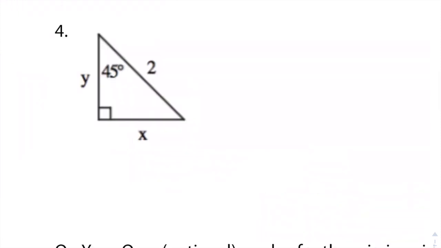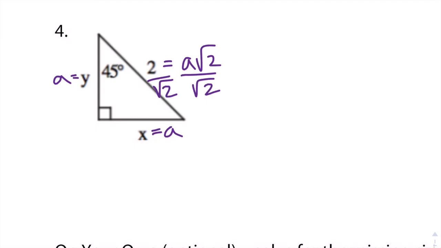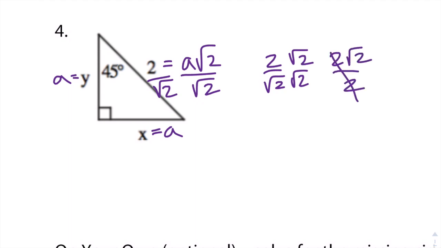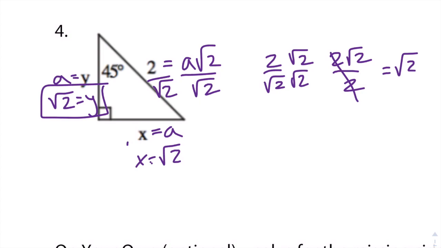One more example. We've got our short sides as A, and then A radical 2. I'm going to, again, divide by radical 2 so I can solve for A. Now this one I need to rationalize because I've got a radical in the denominator. I don't like that. So I've got 2 radical 2 over 2, and then these 2's cancel out. So just radical 2. So that's my A value. So X is radical 2, and Y is also radical 2. Cool.